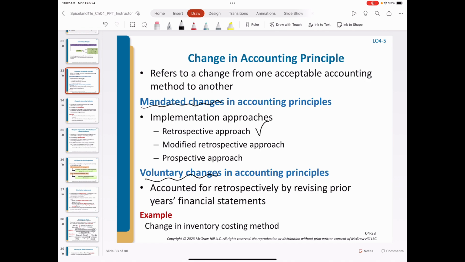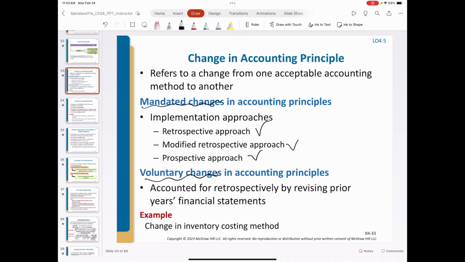One is the retrospective approach. Basically, with this approach, the company will use the new accounting standards in the current year and restate financial statements in the prior year to make the financial statements comparable and consistent. Next one is the modified retrospective approach. This one does not require the company to restate their financial statements, but the company should adjust the financial statement to show the accumulated impact from the change in accounting principles.